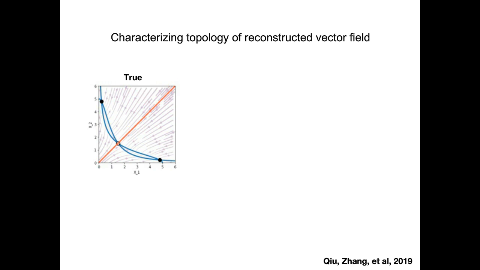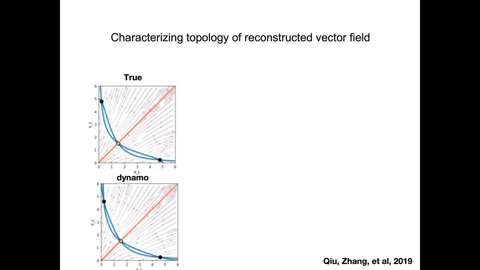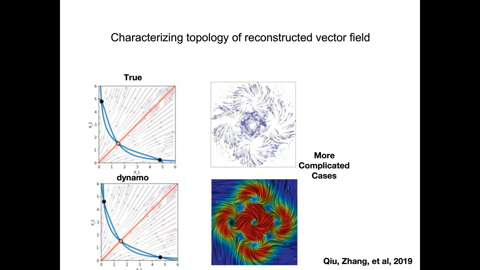So how does it look in real data? In practice, we first perform a simulation, and then we take some samples from it and reconstruct the vector field with Dynamo. You can see the vector field we reconstruct is nearly indistinguishable from the true vector field. We can also apply this to more complex systems and get similar results.